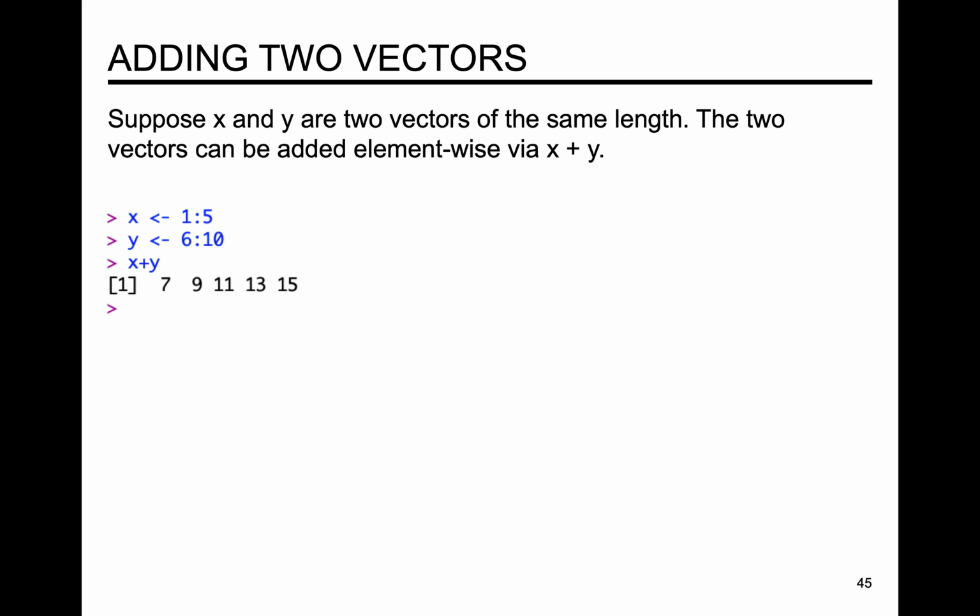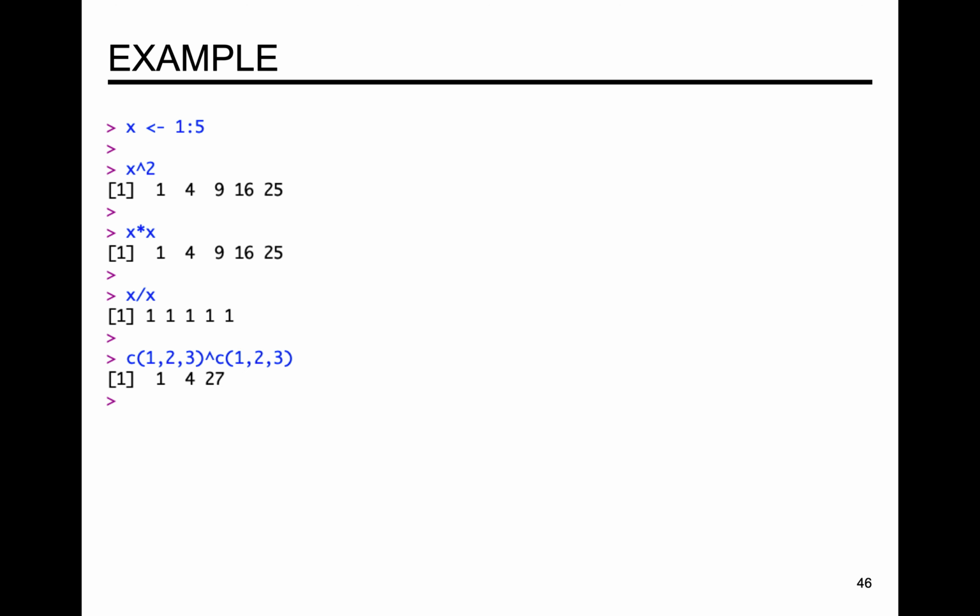Let's look at other examples of element-wise operations. So first I'll create a vector x containing elements 1, 2, 3, 4, 5. Then I type x to the second power. What that's going to do is take each element of x and square it. In the next example, I type x times x. So that's going to take each element of x and multiply it by itself. So that's the same thing as x squared.